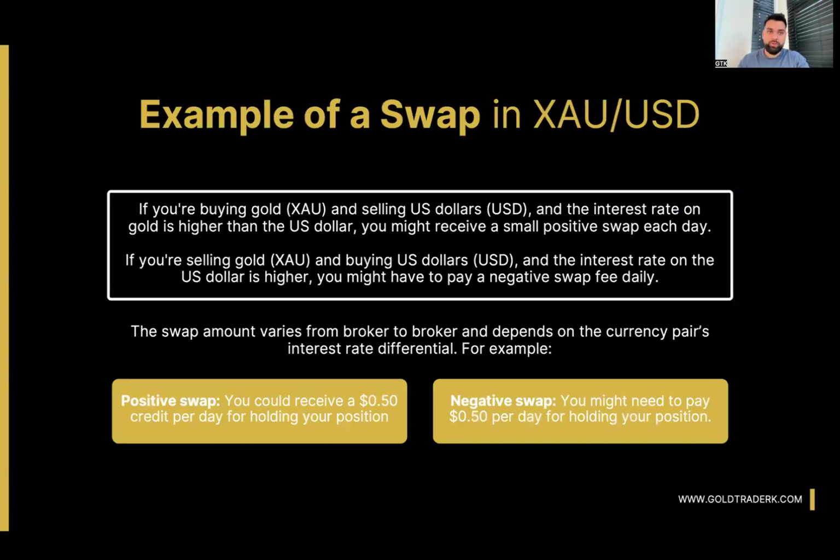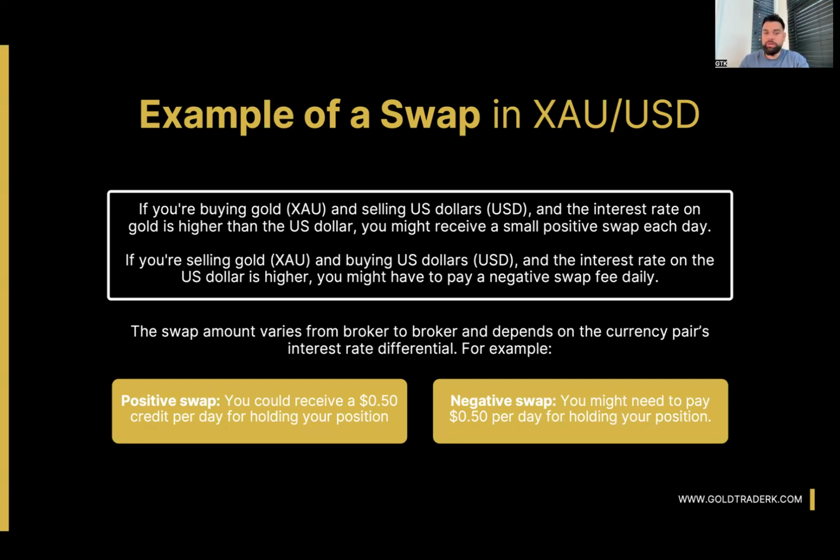Example of swap in gold. If you're buying gold XAU and selling US dollar USD and the interest rate on gold is higher than the US dollar, you might receive a small positive swap each day. If you're selling gold and buying US dollar and the interest rate of US dollar is higher, you might have to pay a negative swap fee daily.